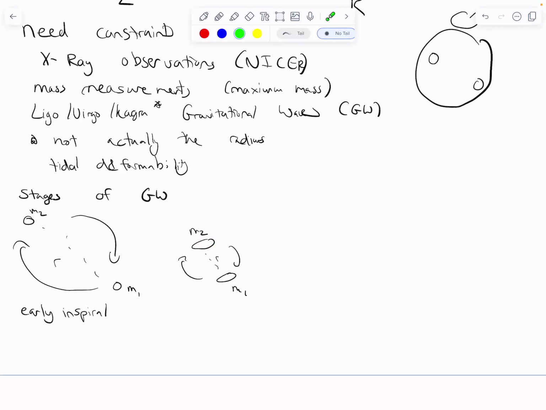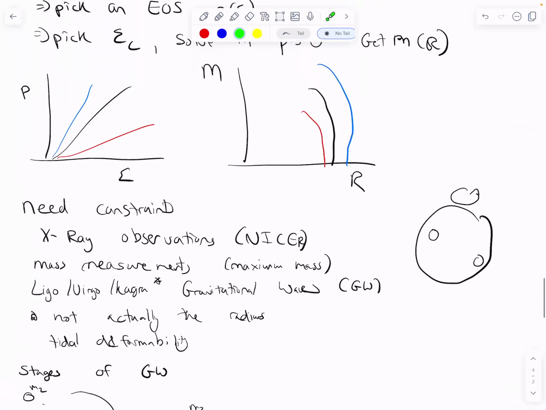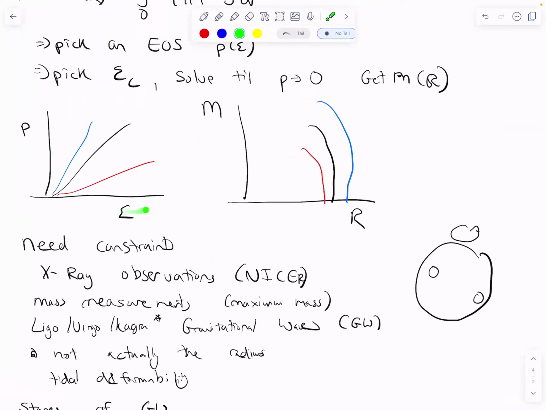And so essentially what happens is, depending on how squishy the star is, so if it has a low pressure, then you can squish it more. If it has a high pressure, it's going to be harder to squish those things. And so they'll stay rounder. And this is actually very closely related to the mass. If I go back to my equation of state up here, you can probably see this a little bit better.